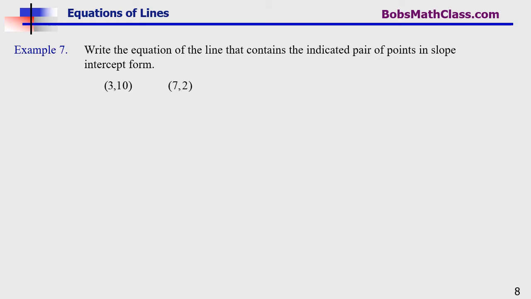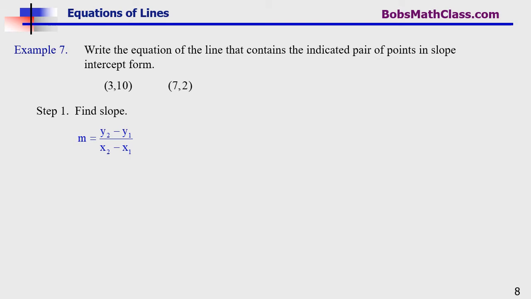All right, different directions here. Write the equation of the line that contains the indicated pair of points in slope-intercept form. So we don't have m this time. We have 2 points, (3, 10) and (7, 2). Well, you may or may not know the formula for the slope given 2 points. Does anybody remember it? Yes, it's m equals y2 minus y1 over x2 minus x1.